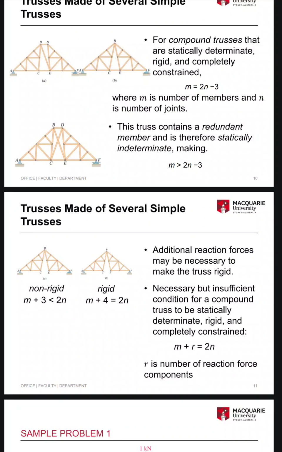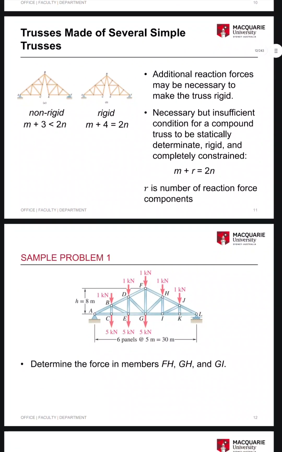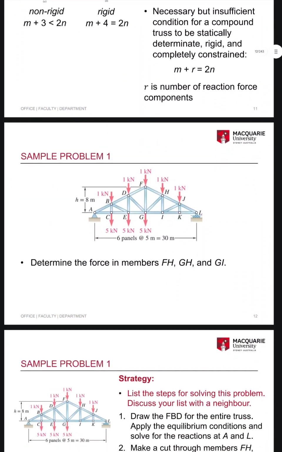Trusses made of several simple trusses: non-rigid, m plus 3 is less than twice n, and rigid, m plus 4 equals twice n. Additional reaction forces may be necessary to make the truss rigid. This is a necessary but insufficient condition for a compound truss to be statically determinate, rigid, and completely constrained: m plus R equals twice n. R is the number of reaction force components.